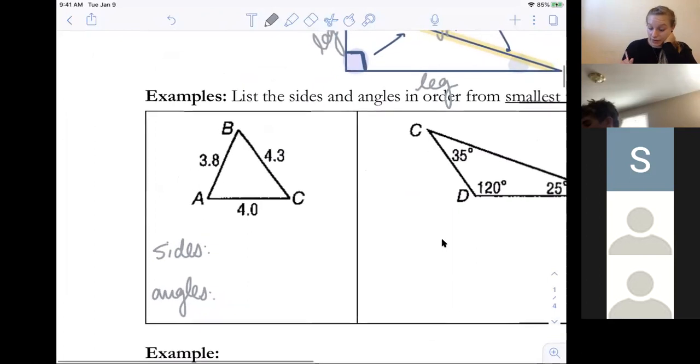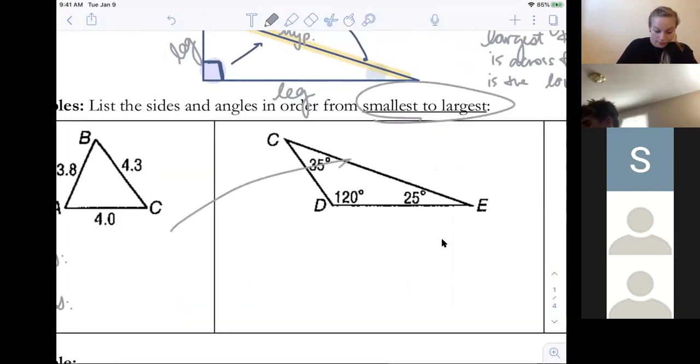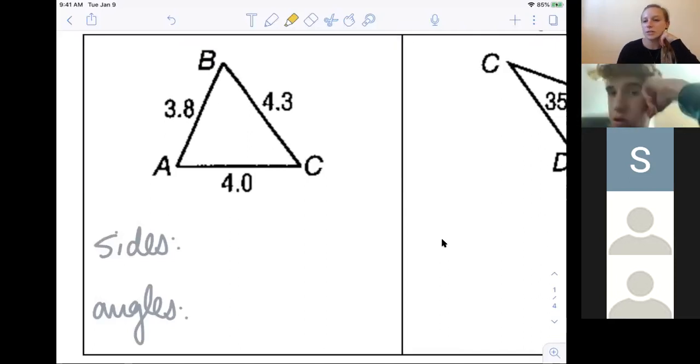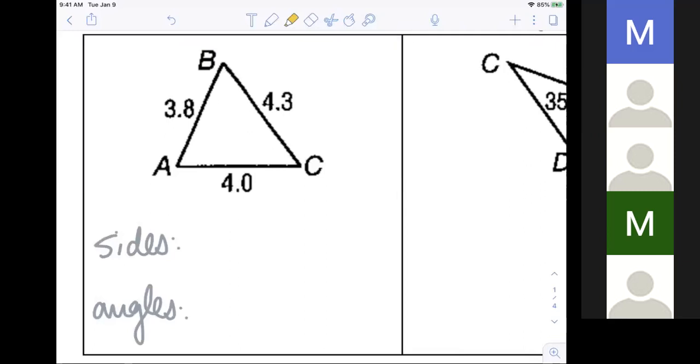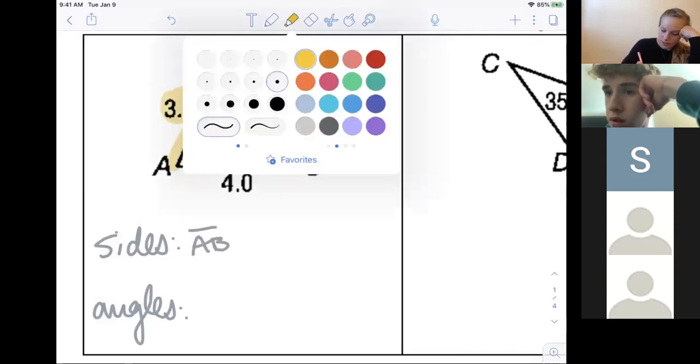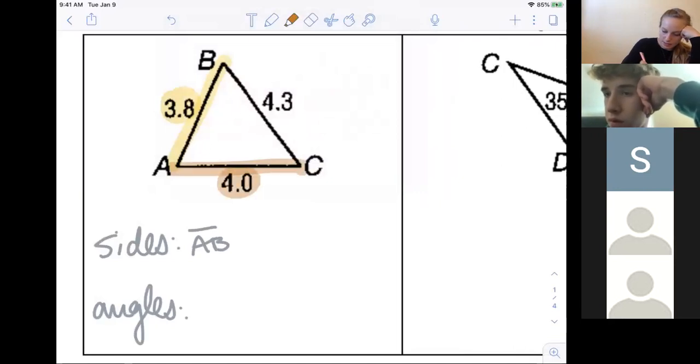Okay, we have to list it from smallest to largest. So I want to list all the sides first. Who can list all the sides from smallest to largest? 3.8, 4, 4.3. Very good, Charlie. Can you name them with the letters? So 3.8 is called what? AB, AC, and then BC. BC is the largest one. Very good.